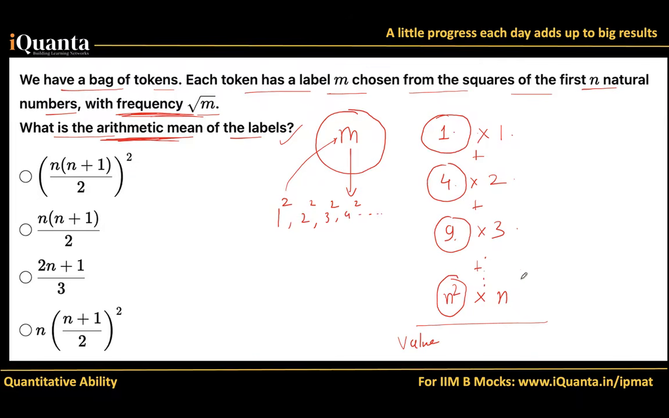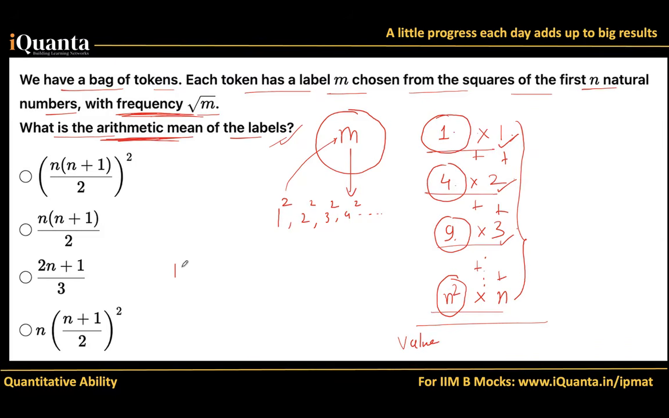Of all the labels. And how many such labels are there? I mean, how many such tokens are there? Obviously, there are n, right? I mean, we have one of this type, two of this label, three of this label. So we have 1 plus 2 plus 3 plus up till n such tokens, and then we have 1 into 1 plus 4 into 2 plus 9 into 3 and n square into n as the total value, the sum of the labels, right?